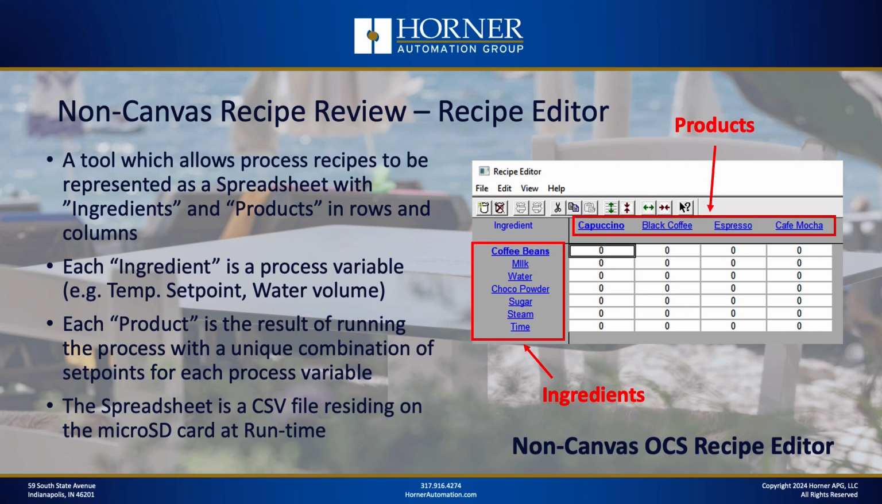Okay, let's start with our non-canvas recipe review with the recipe editor. So the recipe editor is a tool that allows recipes to be represented as a spreadsheet where the ingredients or process variables that are manipulated are rows and the products or the different combinations that result from the manipulation of the process variables or ingredients are shown as columns. And this spreadsheet is a CSV file that resides on the micro SD card at runtime. And there really hasn't been a lot of changes to the recipe editor between Cscape 9.9 and the non-canvas units and Cscape 10 and the canvas units.